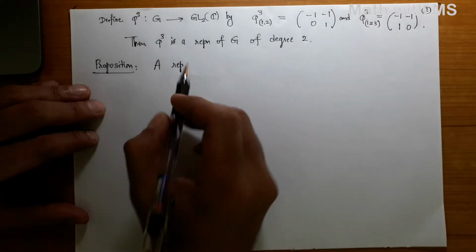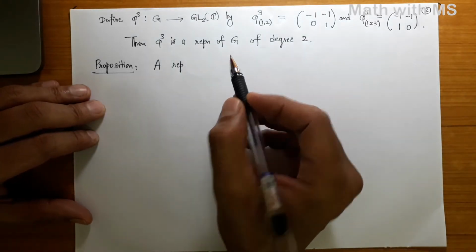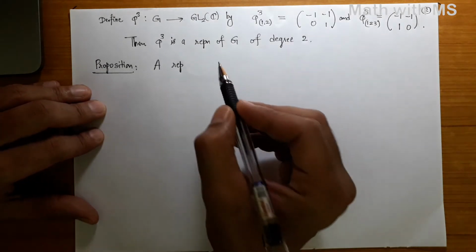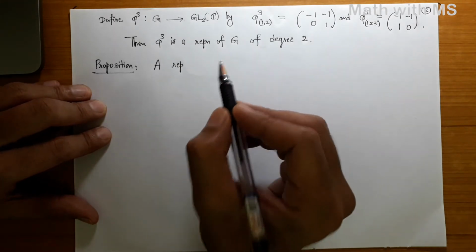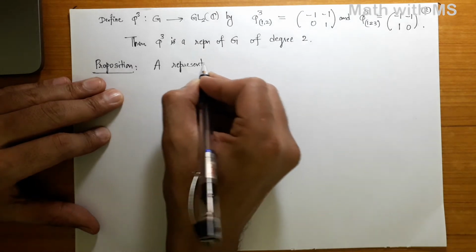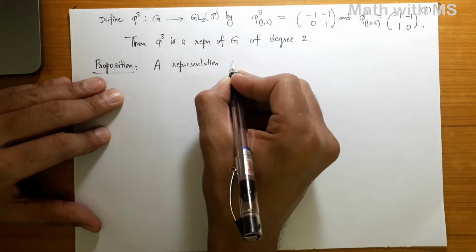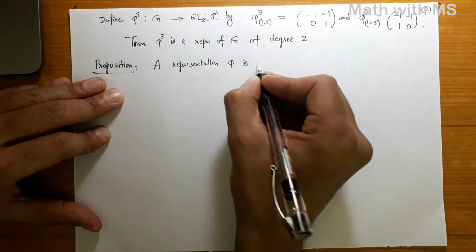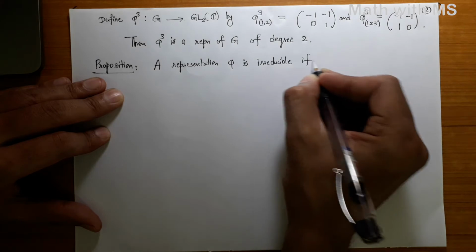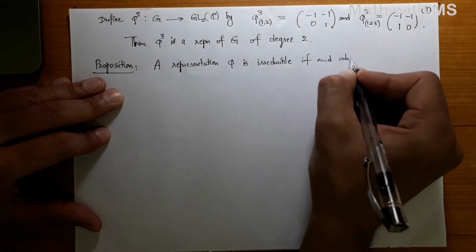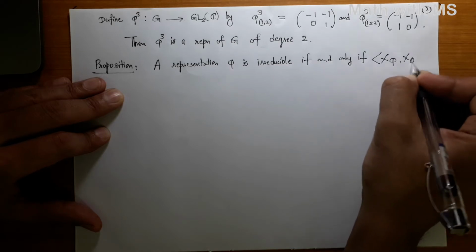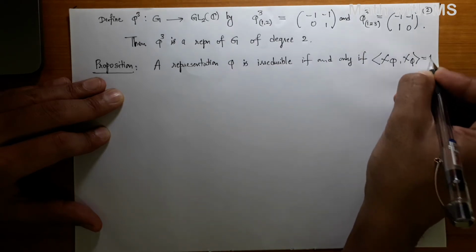To show that phi3 is an irreducible representation, I will use this proposition, which gives a characterization of irreducibility of a representation in terms of its character. So a representation phi is irreducible if and only if you look at the inner product of this character chi phi with chi phi, this should be precisely 1.